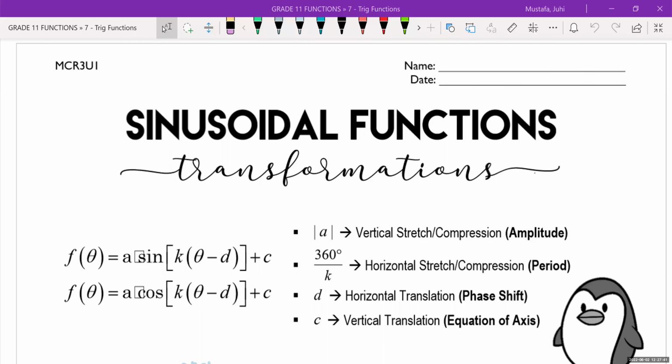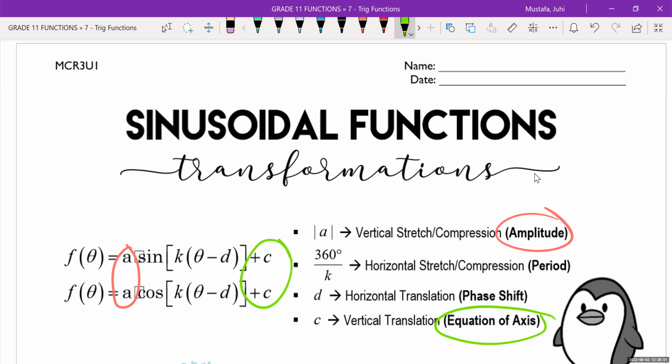All right, guys, so today is day 2 of sinusoidal function transformations. We started this yesterday, and we started off with really easy questions, and then they got progressively harder. So just as a quick review, if you have a number in the front, that number represents your amplitude. If you have a number at the end, that number represents the equation of axis.